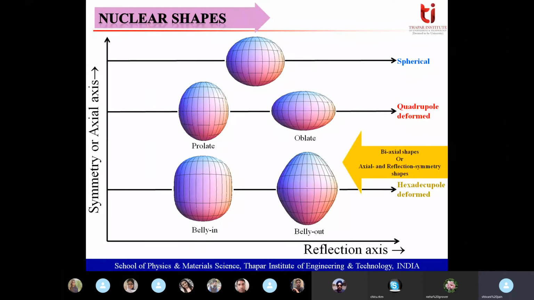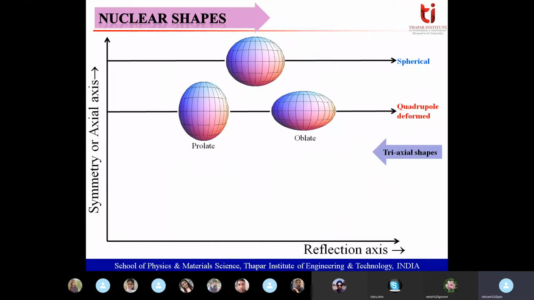Till now I talked about the biaxial shapes. In the next slide I am going to talk about the triaxial shape. In triaxial shapes, the octupole deformed nuclei. Sorry to interrupt, I have a question. From the shapes that you just showed us, how do you differentiate between a prolate and a hexadecapole deformed belly in shape? They are almost identical looking, except for the curvature at the top, at the poles. So how do you do that?